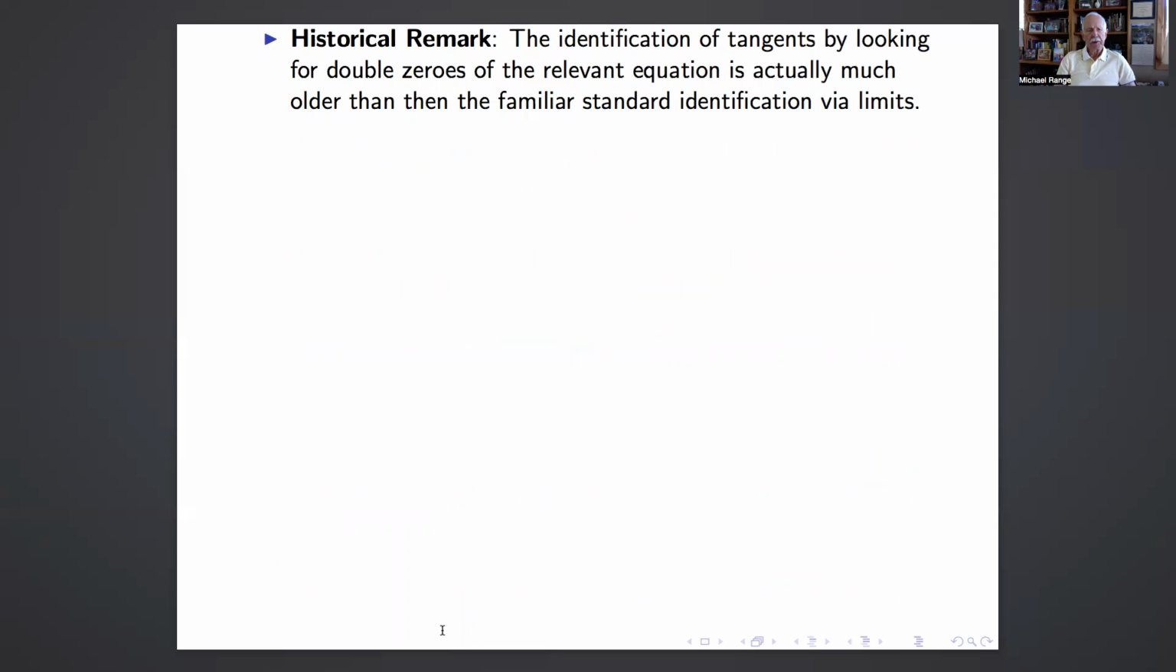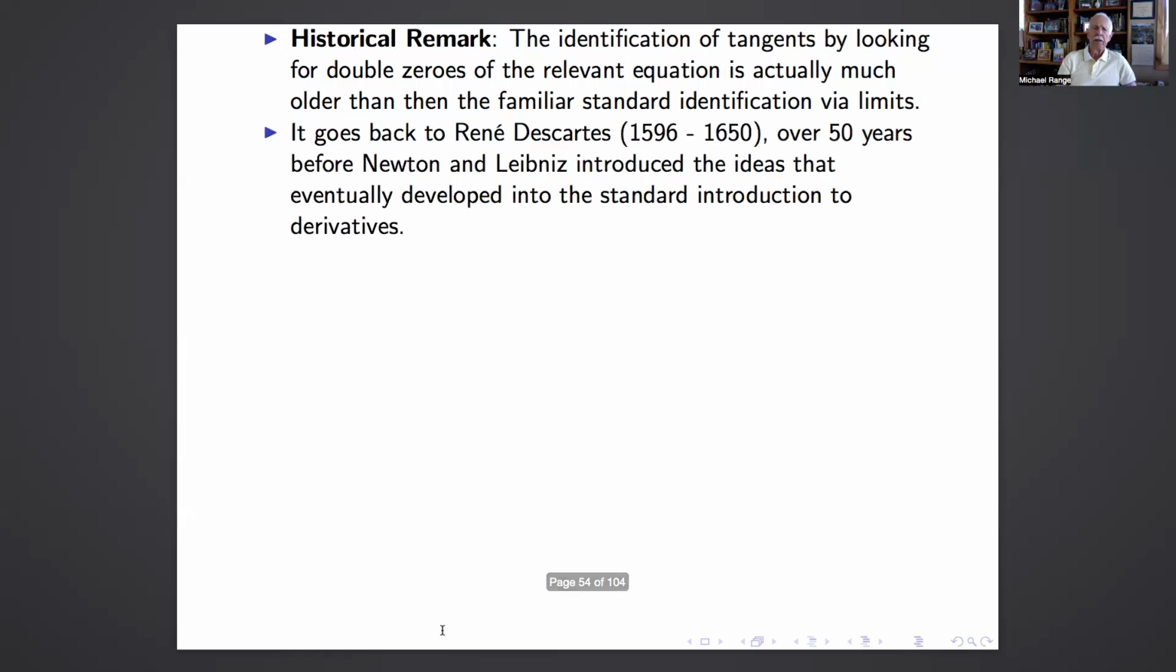So let me point out, as a brief comment about the history, that the identification of tangents by looking for double zeros of the relevant equation is actually much older than the familiar standard identification via limits. It goes back to René Descartes, 1596 to 1650. He was one of the main philosophers and mathematicians of that period. And this was over 50 years before Newton and Leibniz introduced the ideas that eventually developed into the standard introduction to derivatives.